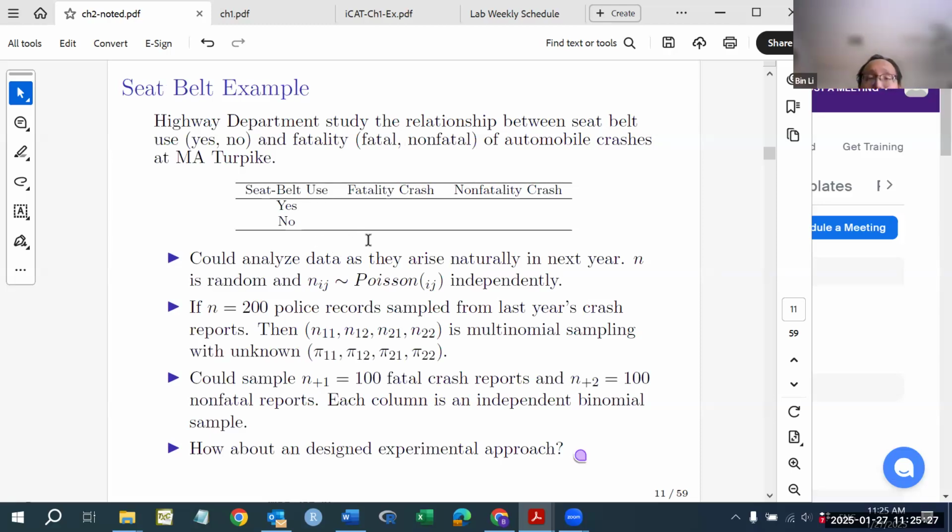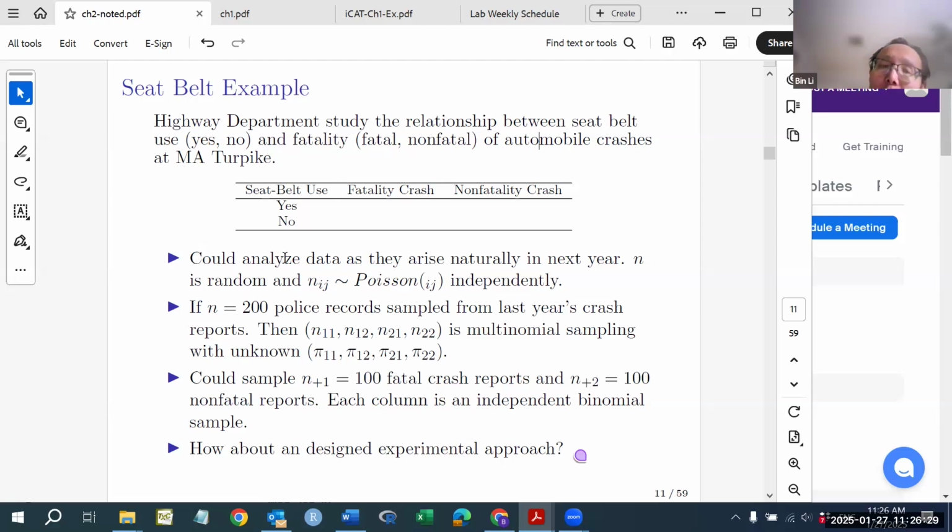Okay. Let's see this. This is the seat belt example. So the highway department studied the relationship between seat belt use. We have two levels: use the seat belt or not, and the fatality, so that's a fatal or non-fatal accident or car crash, at a certain place in Massachusetts. Okay, so the data should look like that: seat belt use yes and no, and fatal crash, non-fatal crash. So now let's see. And you may ask why I didn't put the numbers, because I will show you some different designs.